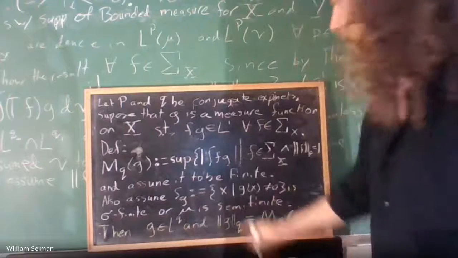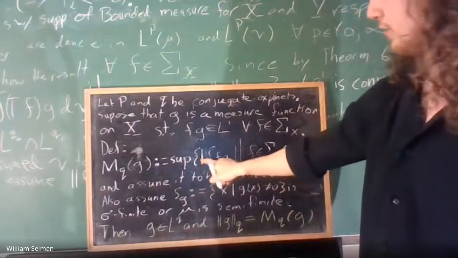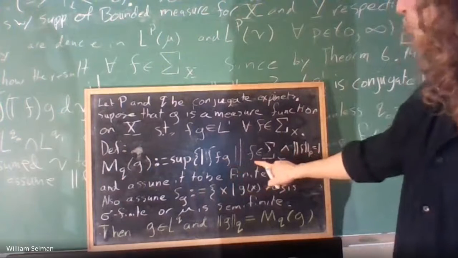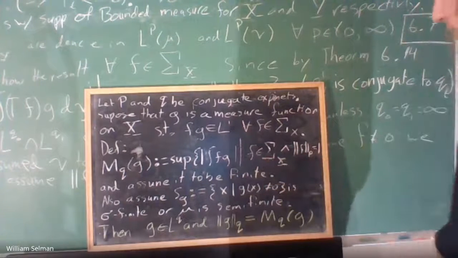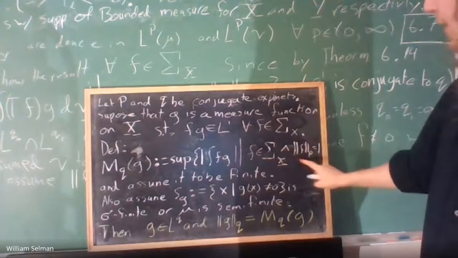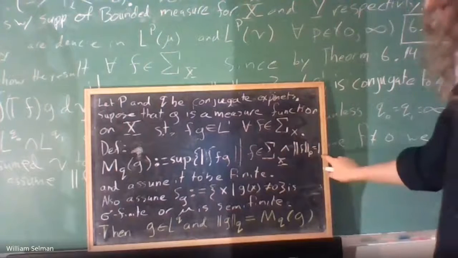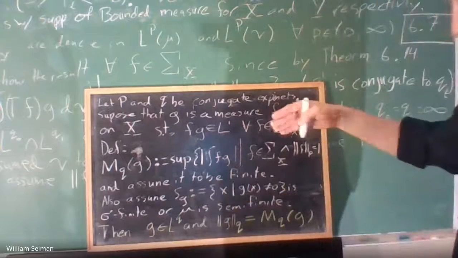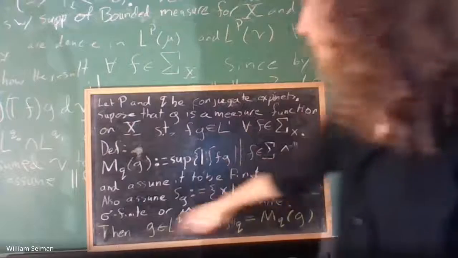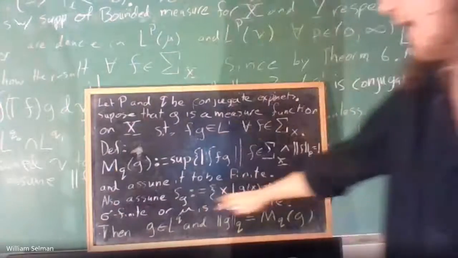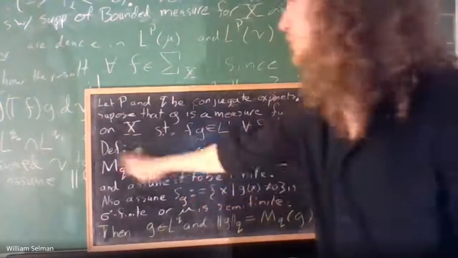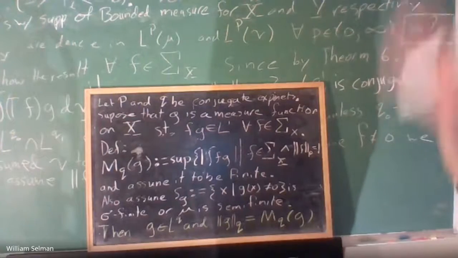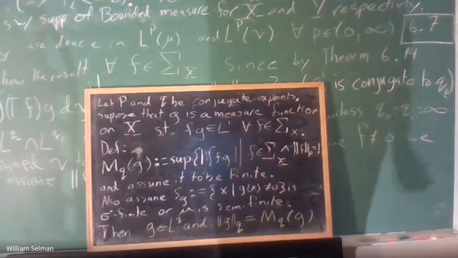the supremum of the set of absolute values of integrals of the product of F and G, where F lives in sigma X and its norm in the P norm is 1. We also assume that this M_Q of G is finite, and the reason for that is because if it's not, then we're not going to properly be defining it.